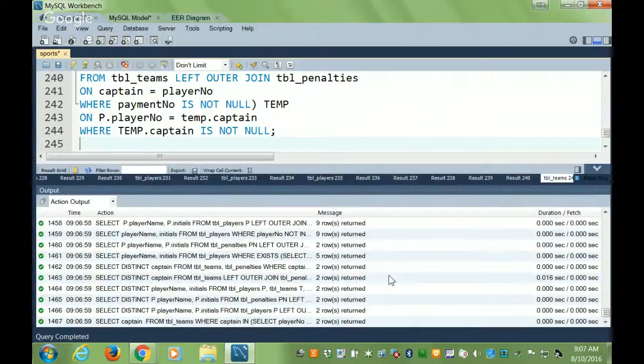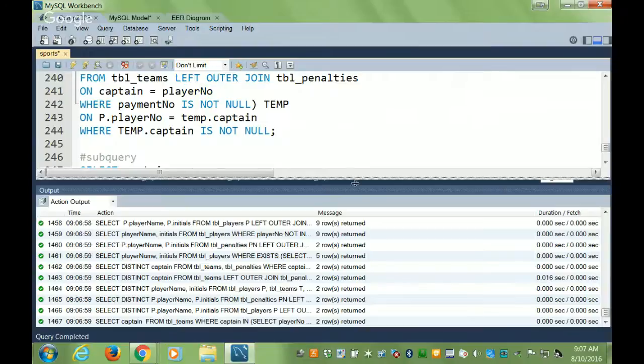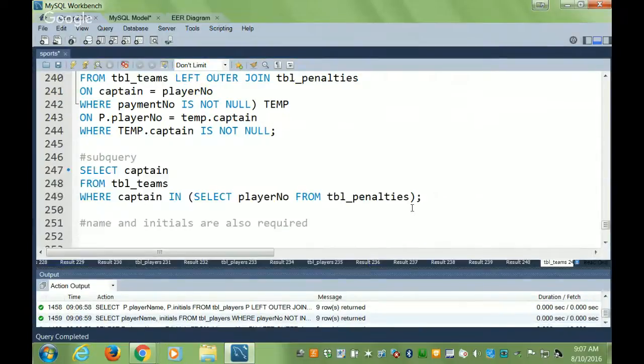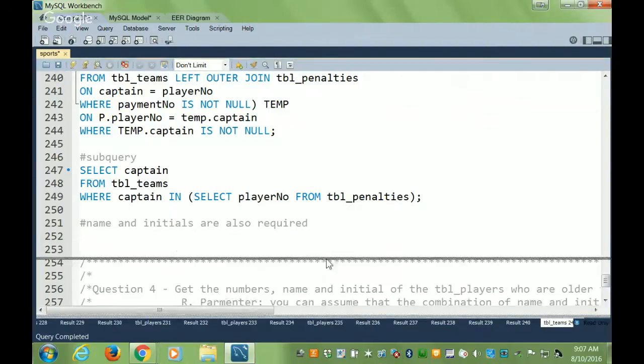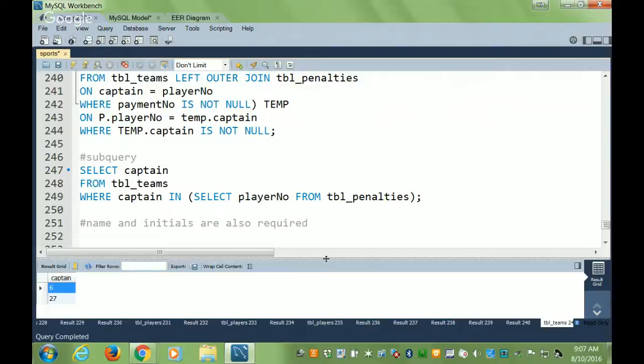Okay, the query is completed. So your last result should be your right answer. I'll do one more and then I'll give you a break, okay? There it is, 6 and 27. Right, so this is all about practicing. The more you practice and put your head around it, the better you will get at it.